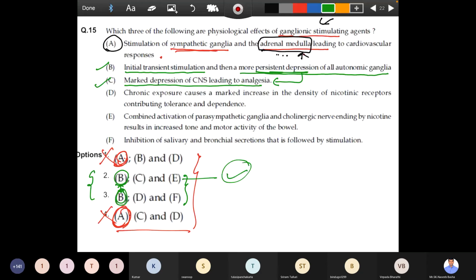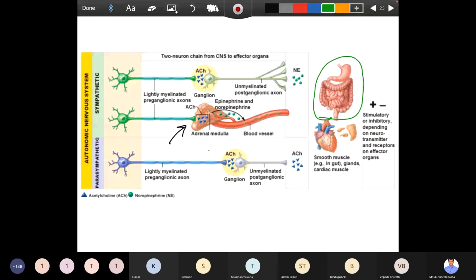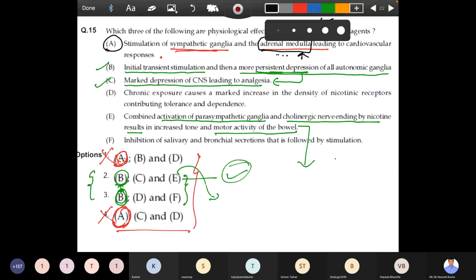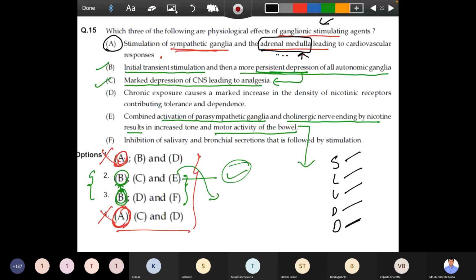What is the last option? E. What does E say? Combined activation of parasympathetic ganglia and cholinergic nerve endings by nicotine results in increased tone and motor activity of the bowel. Look at this. The bowel activity will increase with ganglionic stimulants. You know, parasympathetic activity, we read it with a mnemonic called SLUDD. When the parasympathetic system is activated, there is salivation, lacrimation, urination, digestion and defecation. Defecation is because of activity of the bowel. So that is what it is talking about. So this is true. So option 2 is correct.